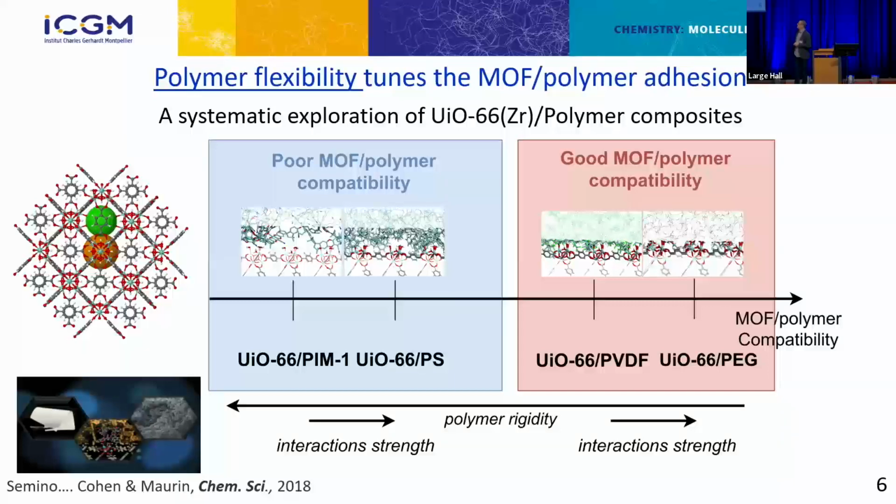Here, for instance, the first idea we had was to explore in a systematic way the role of polymer flexibility and rigidity on the compatibility between the MOF and the polymer. We started with the model MOF, UiO-66, and we screened polymers with different mechanical properties. We worked with polymers of intrinsic microporosity, PIM-1, polystyrene, PVDF, and PEG, with the idea to change the flexibility of the polymer.